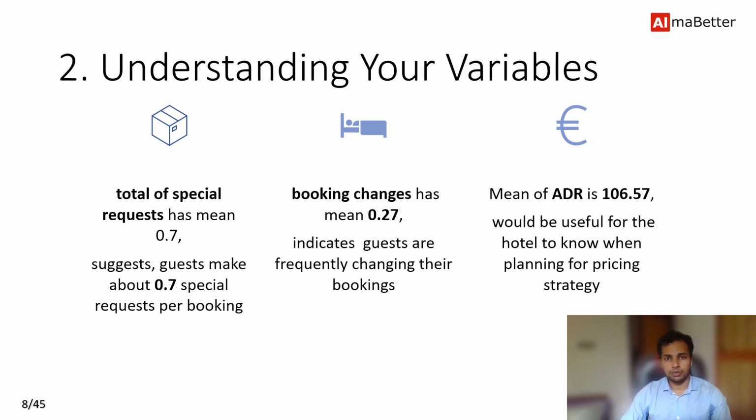Additionally, the mean of the booking changes feature is 0.07, which could indicate that guests are frequently changing their bookings. This could mean that there are issues with customer service or the booking process, and the hotel should address these to provide a better customer experience. Finally, the mean of ADR is 106.57. This information is critical for the hotel as they plan their pricing strategy. Understanding the average daily rate helps the hotel to determine the revenue and plan accordingly.